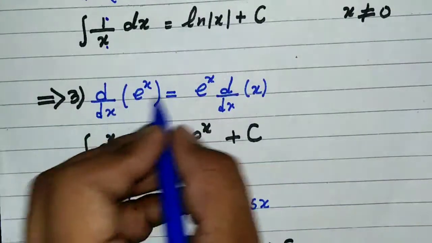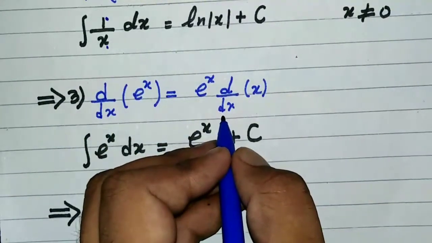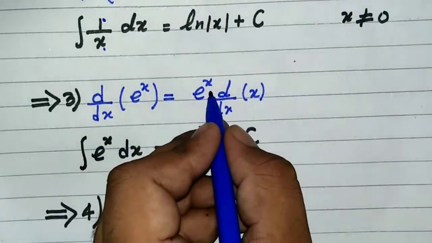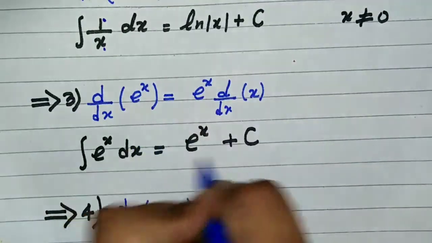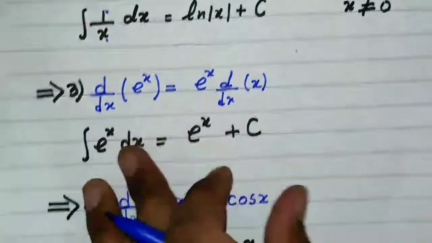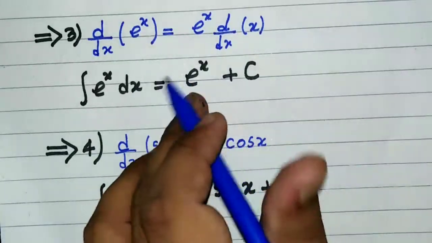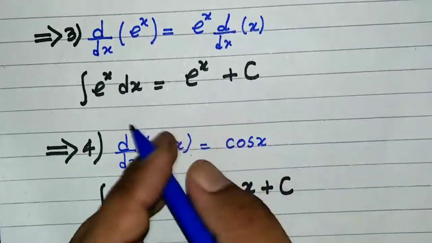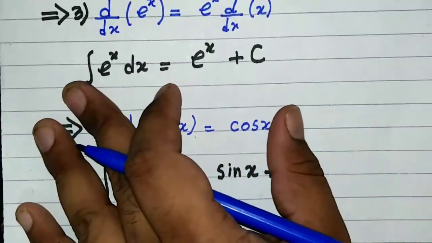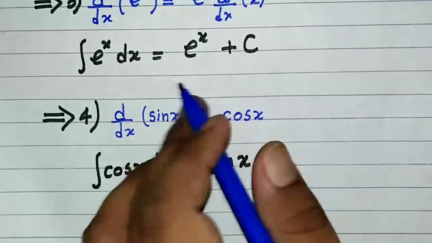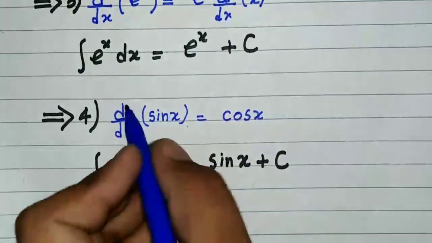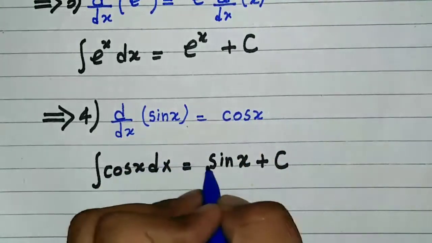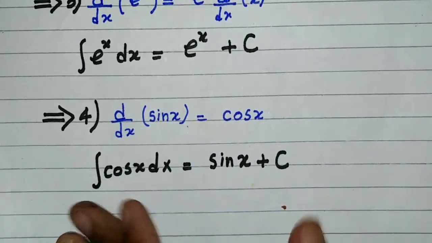Third, the derivative of the exponential is the same, and the integral is also the same for the exponential. These are formulas you have studied in differential calculus in second year or first year. So we are just reviewing all the formulas here. The derivative of sin x is equal to cos x, and the integral of cos x is equal to sin x plus some constant.